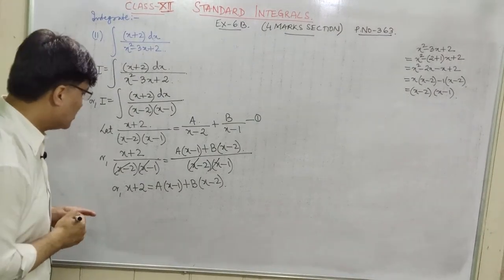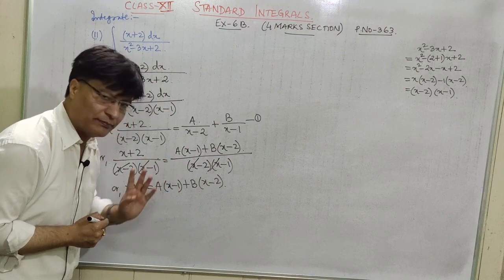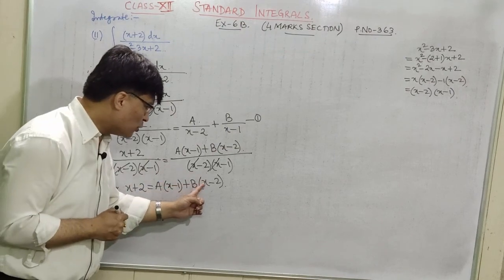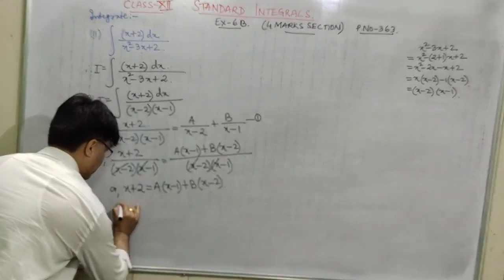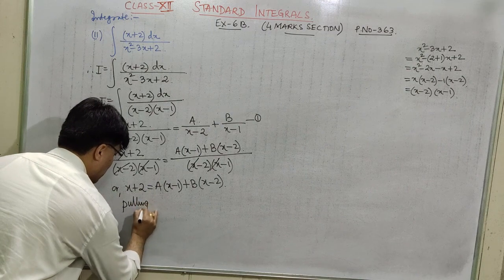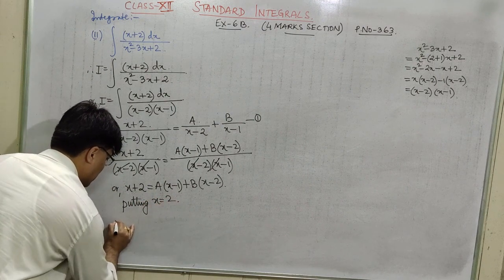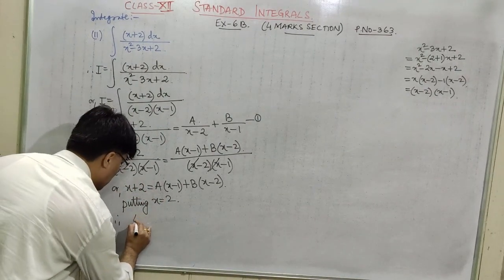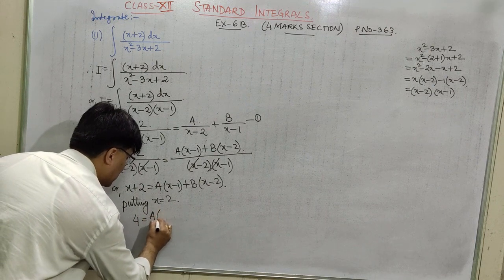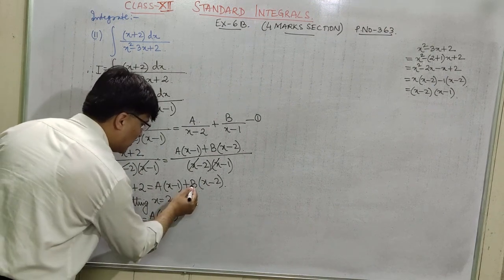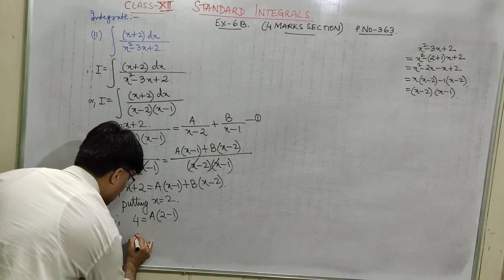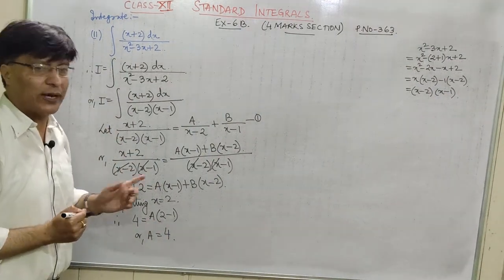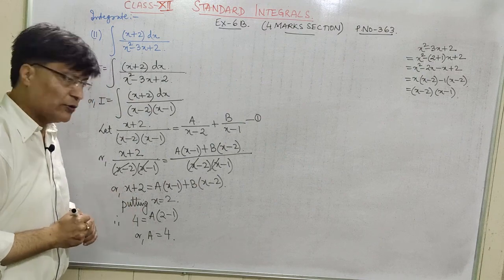Now in order to get the value for A, you have to make the second term, the term containing B, equal to 0. So putting x is equal to 2, we get 2 plus 2, which is 4, is equal to A into (2 minus 1) plus B into (2 minus 2), which is 0. So A is equal to 4, because 2 minus 1 is 1.